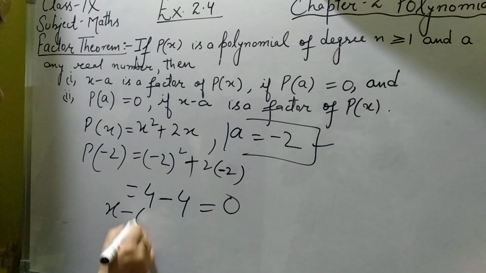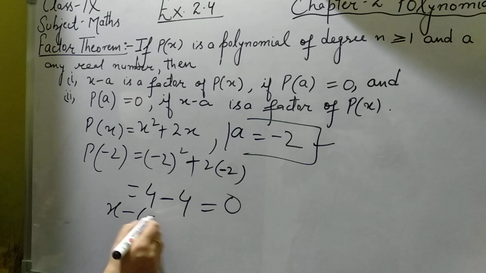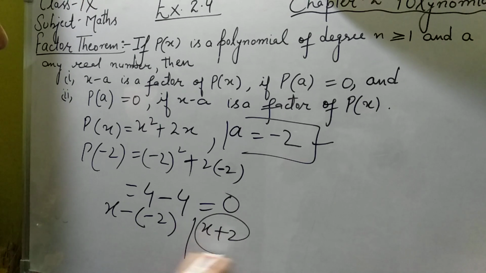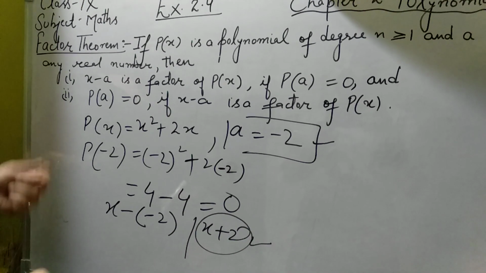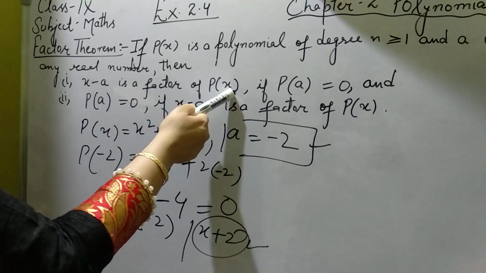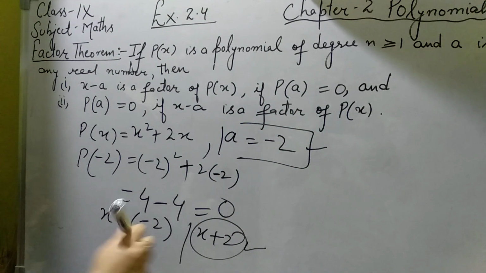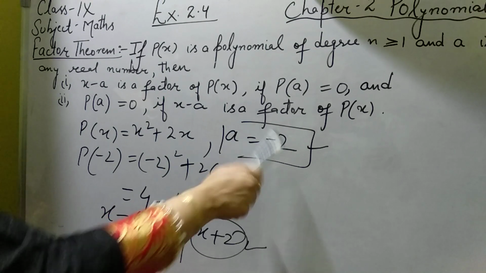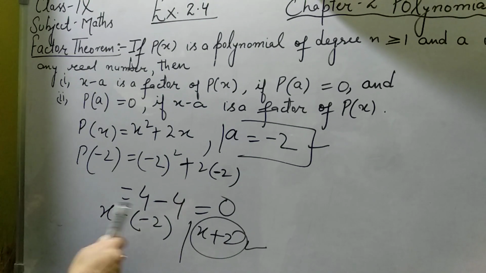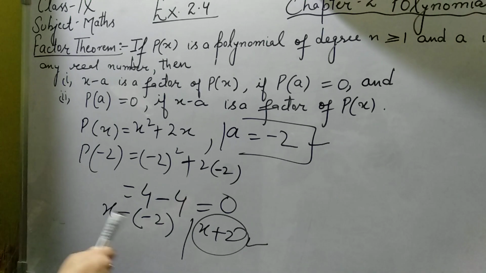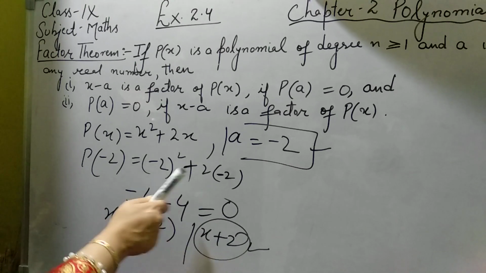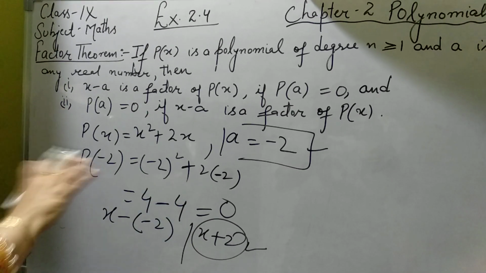x minus a, where a is minus 2: x minus of minus 2, minus minus plus, so x plus 2. It means x plus 2 is a factor of this polynomial if p(a) is equal to 0. Now, the real number is minus 2 and p of minus 2 is 0. It means x minus a, that is x minus of minus 2, which is x plus 2, is a factor of the polynomial. And vice versa also.